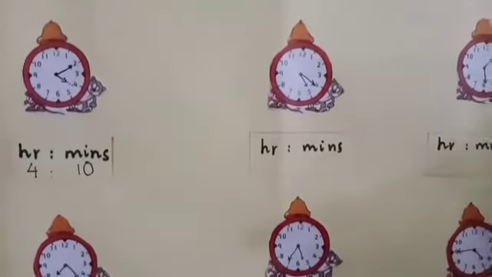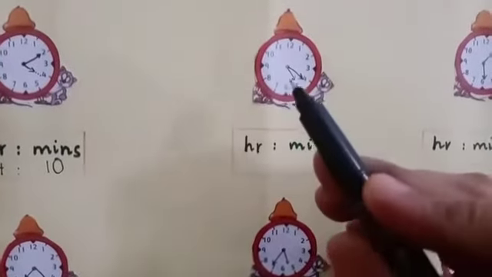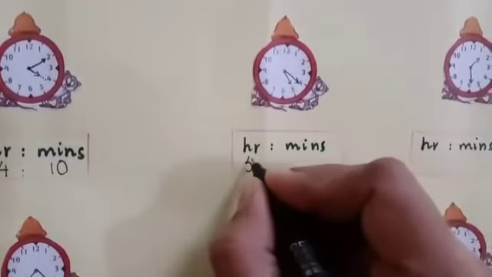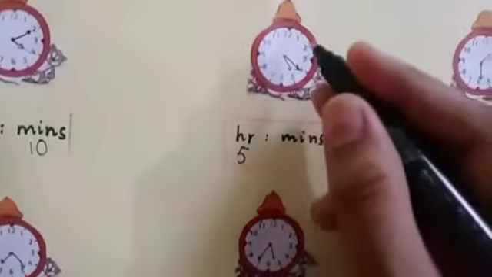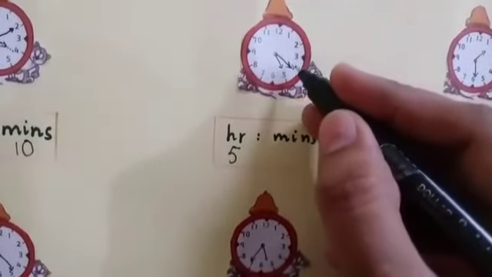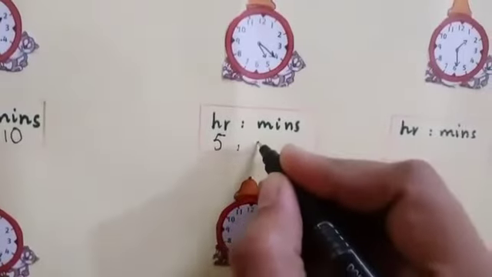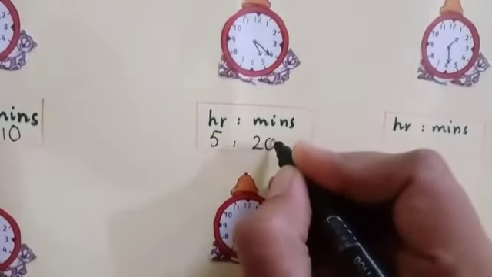Next look at this clock. It's 5 hours. The short hand is on 5. So the hour is 5. And how many minutes? 1, 2, 3, 4. 5 4s are 20.